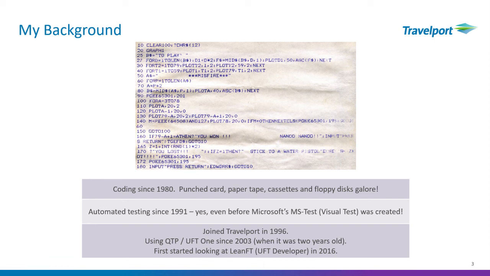I created a Java version of this common library in 2017 to support more platforms and the company's adoption of Scaled Agile. Lastly, I evaluated LeanFT, UFT Developer as it's called now, in 2016, and now we've got 2 projects that are piloting its use.